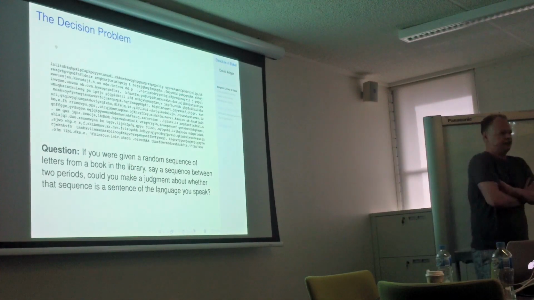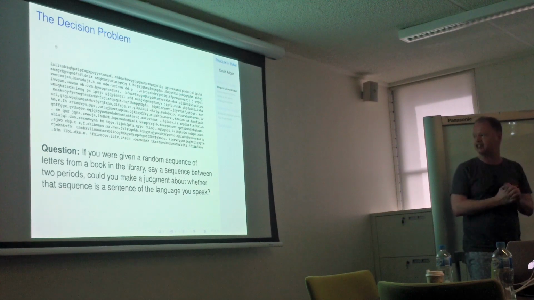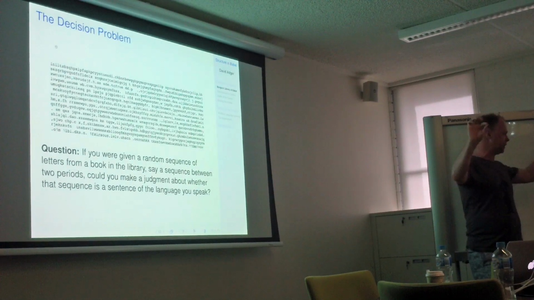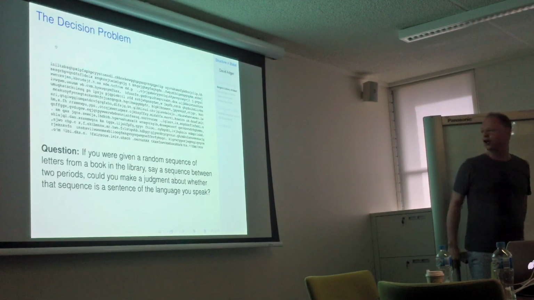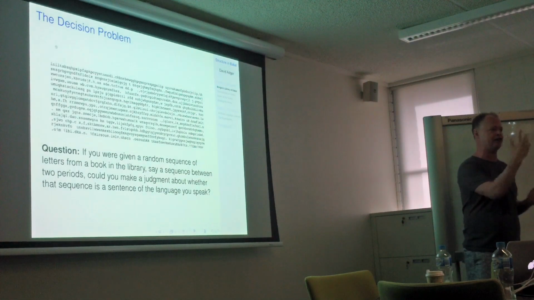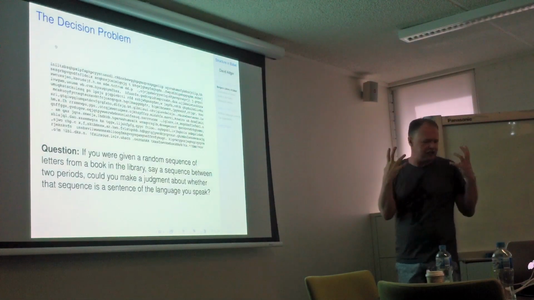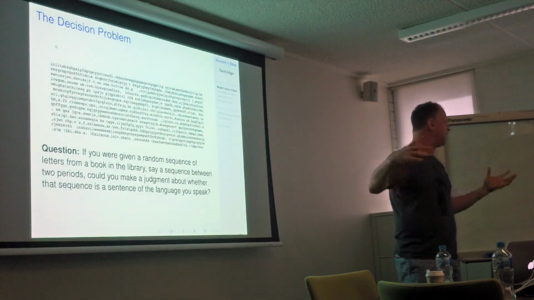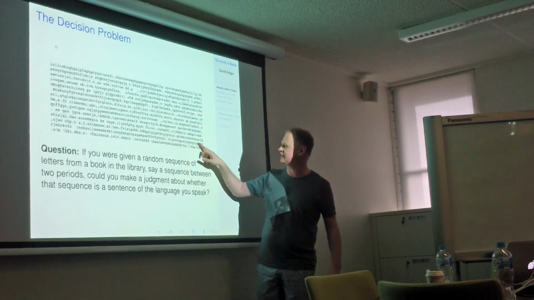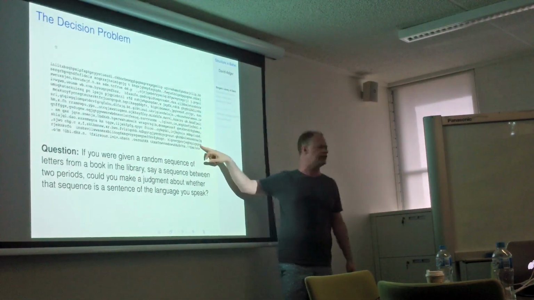So here's the question for you. Just think how big the library is. And the question is, if you're given a random sequence of letters from a book, say a sequence between 2 periods, would you be able to say whether that sequence is a sentence of the language, whatever language you speak? So it's like a sort of decision problem. We just take some random collection. So if we took this bit here and we read to here, that's the next one here, is that a sentence of English?